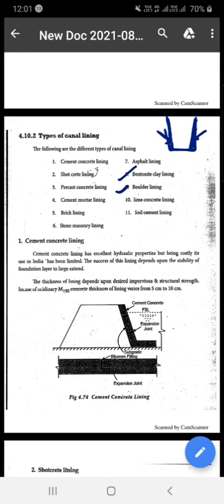Then we have boulder lining. Boulders are the bigger stones, the size of which is greater than 300 mm. Then we have lime concrete. Obviously you know what lime is, calcium carbonate. And then soil cement lining. Soil, when mixed with cement and with addition of water, gains strength. So these are the different types of linings that can be used. Depending upon that, we can classify that this is a cement concrete lining, this is an asphalt lining, and so on.